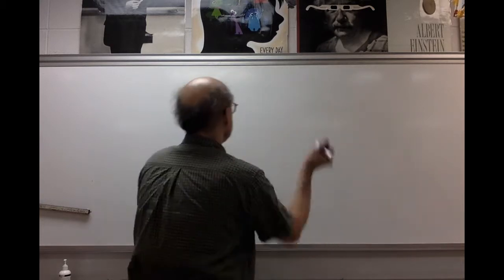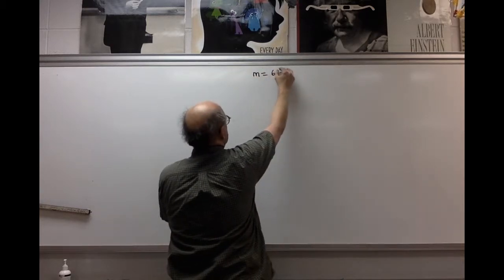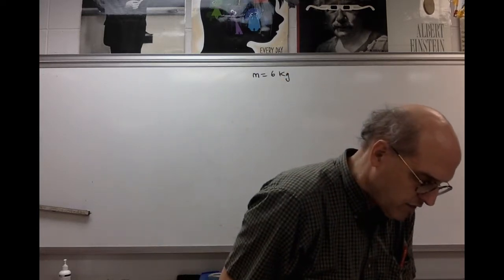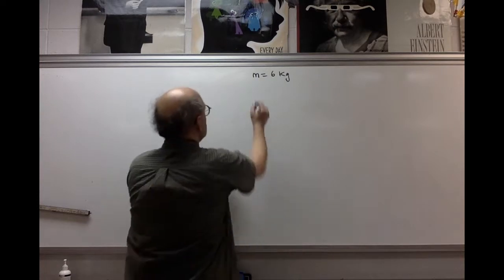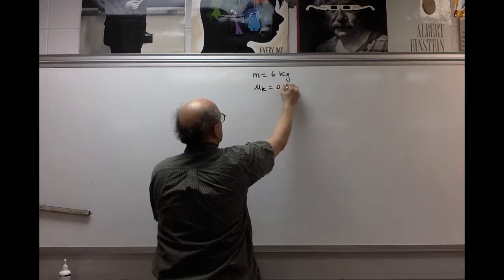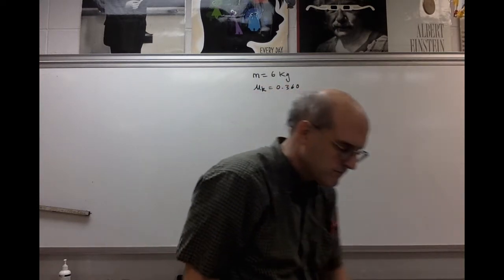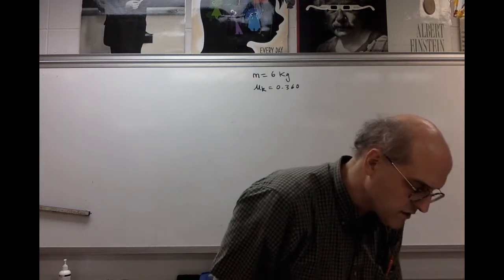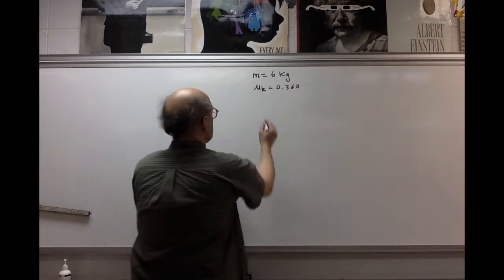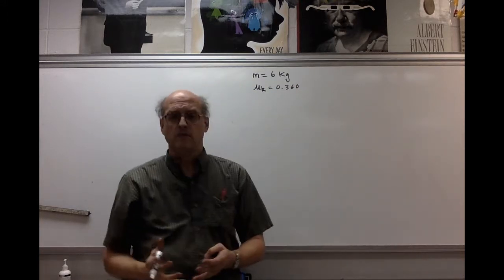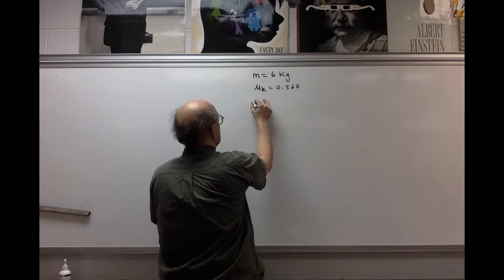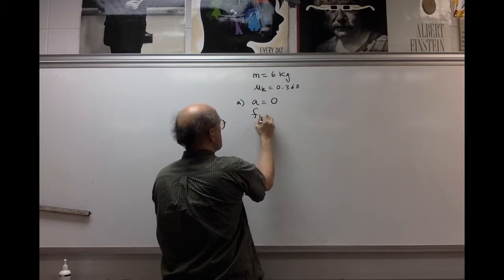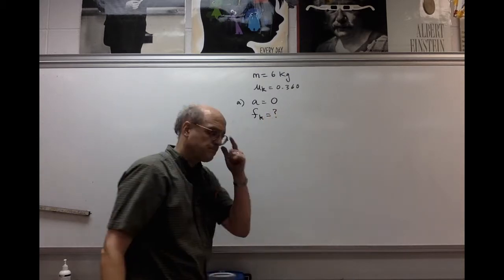Okay, so let's write down the given information. So we have a 6 kilogram box. Coefficient of kinetic friction is 0.360. And they want to know what the kinetic frictional force is when the elevator is stationary. So that means that the acceleration of the elevator is 0. So part A, what is the force of kinetic friction?